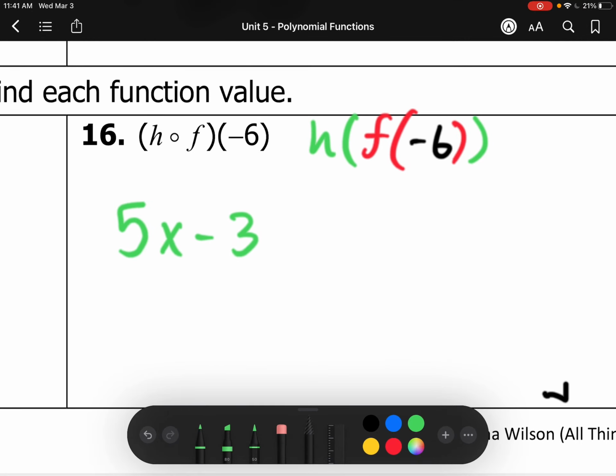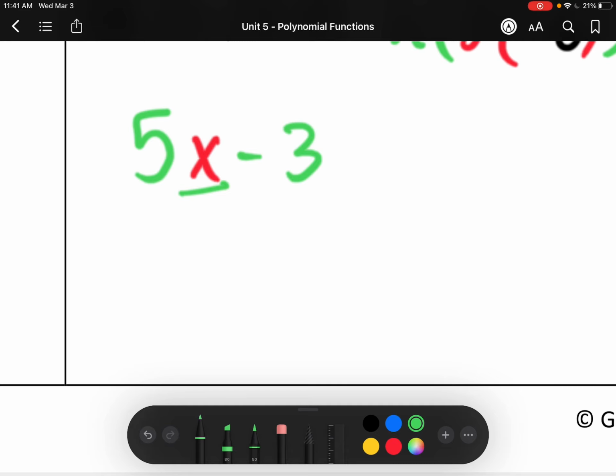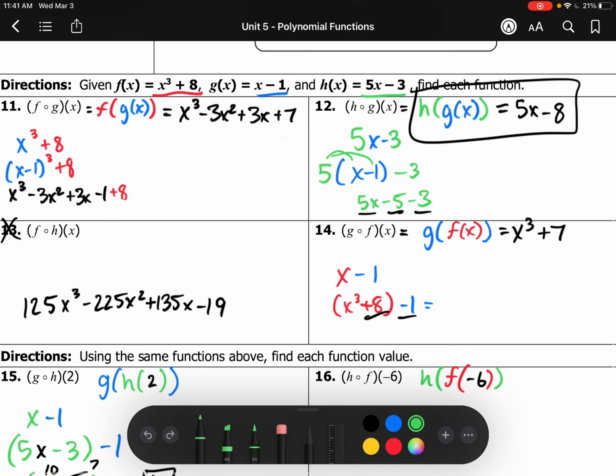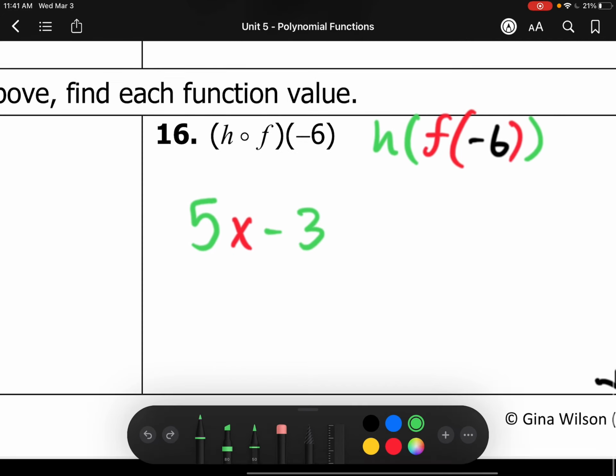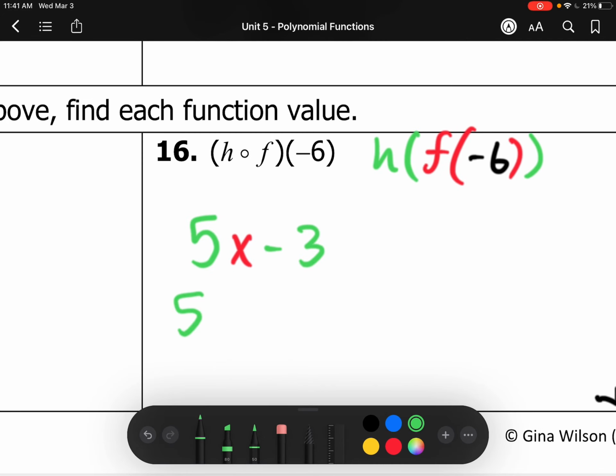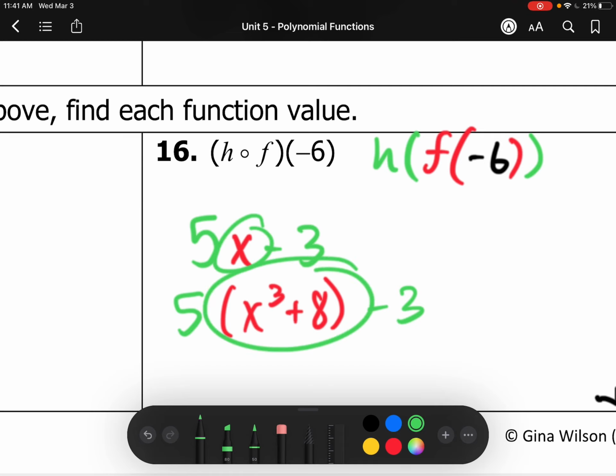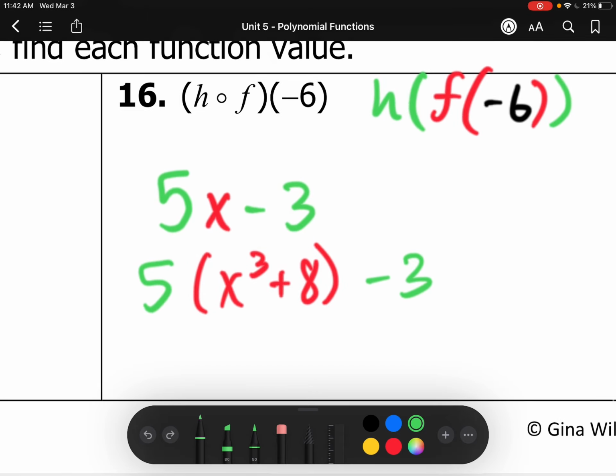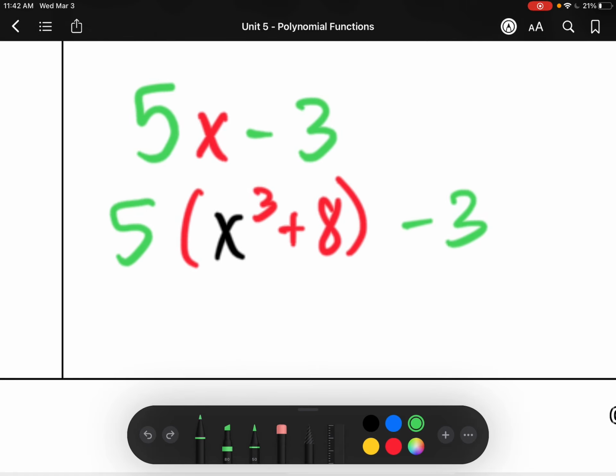And I'm replacing this x value right here with function f. So this red x that I just changed colors to, I'm going to write x cubed plus 8. So this becomes 5 times x cubed plus 8 minus 3. So this x becomes this right here. However, I'm given a value, so I'm going to change this value for x into this negative 6.